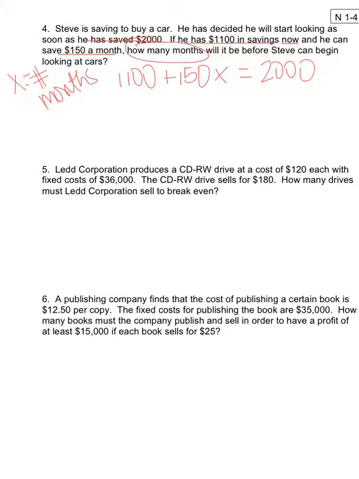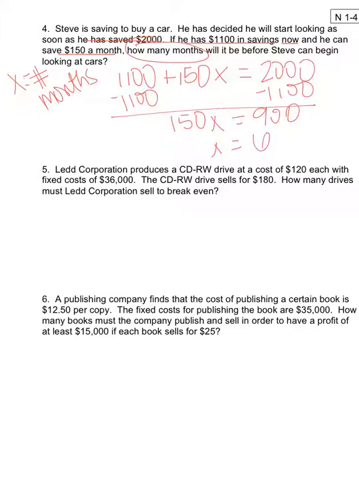So I'm solving the equation, so subtracting 1,100. So that's 150x equals 900. And then divide by 150, you should get x equals 6. So it says, how many months will it be before Steve can begin looking at cars? Exactly 6 months.